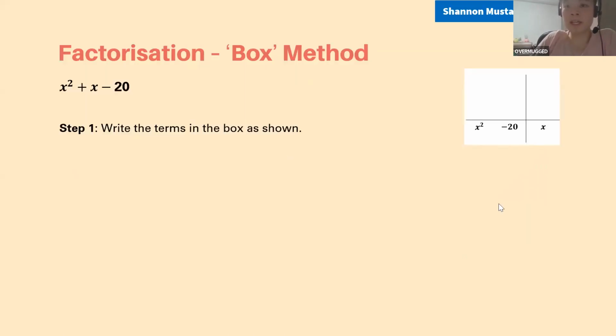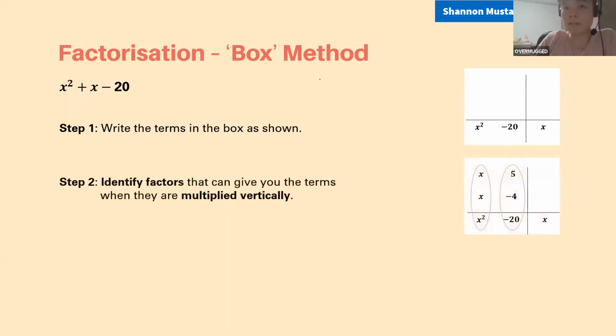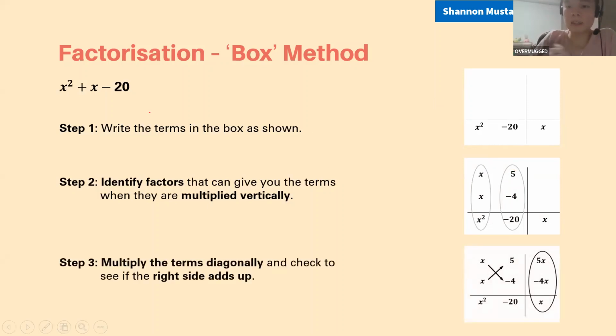The first step is that you write the terms in the box as shown: x squared and minus 20 over here, and the middle term over here. After that, you identify factors that can give you the terms when they are multiplied vertically, up and down. Can you get this term or not? These two have to be factors of this term, and these two have to be factors of this term. After that, you multiply the terms diagonally. That's why some people call it cross factorization.